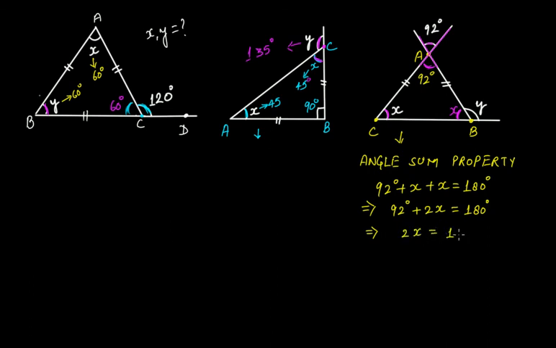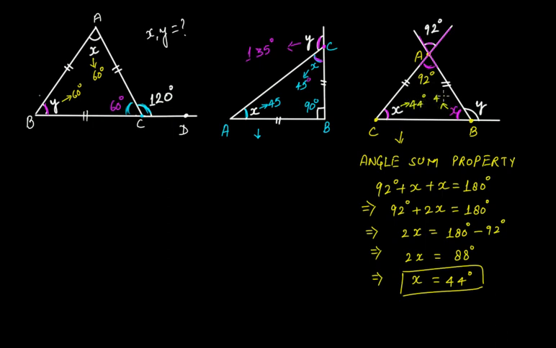And this will be 2 times x is equal to 180 degrees minus 92 degrees, and if you solve it, 2 times x is equal to 88 degrees, and if you solve it, x will be equal to 44 degrees. Now if x is equal to 44 degrees, then let's write here, this is 44 and this is also 44 degrees.